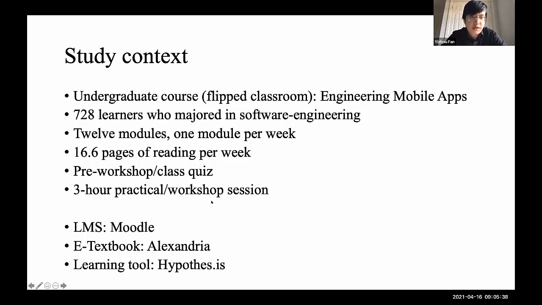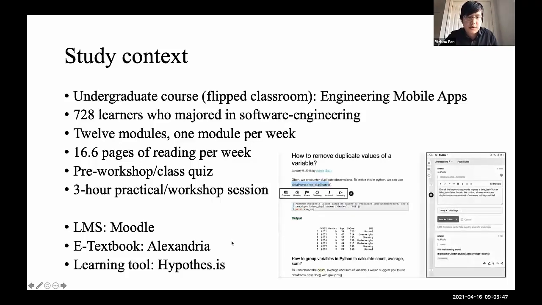So we combine an e-textbook platform called Alexandria, and we also embedded a learning tool, which is an annotation tool called Hypothesis. Using these two, learners can make annotations. For example, they can comment on something, take notes, or highlight something as important or as confusing, or highlight something to ask questions to the teachers.